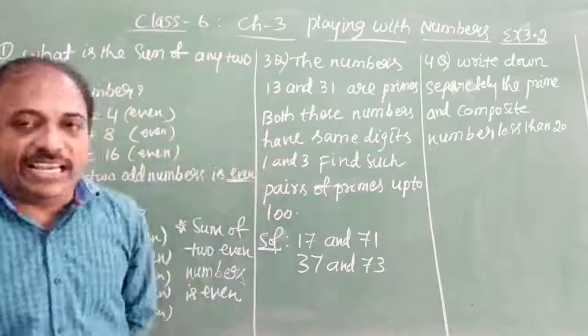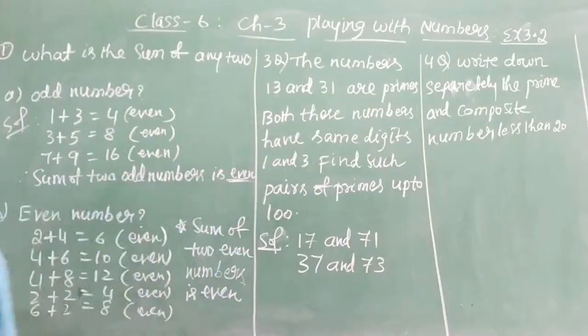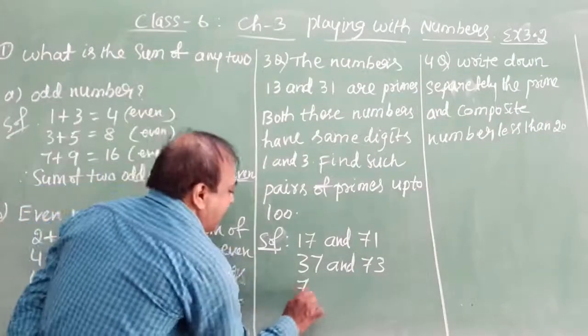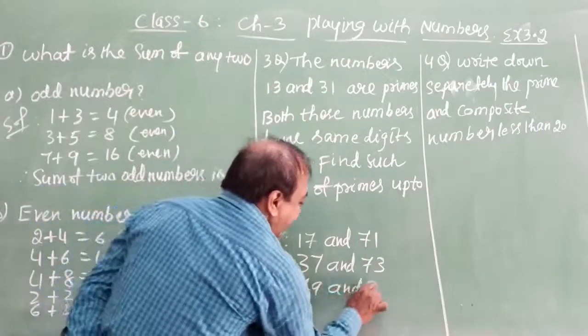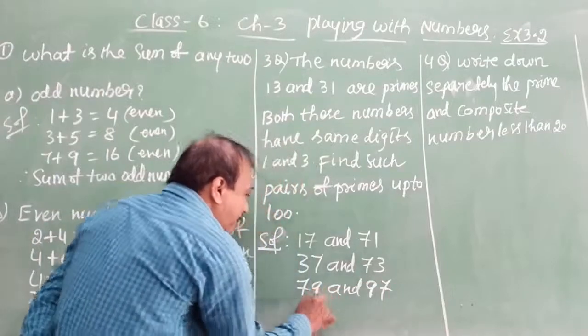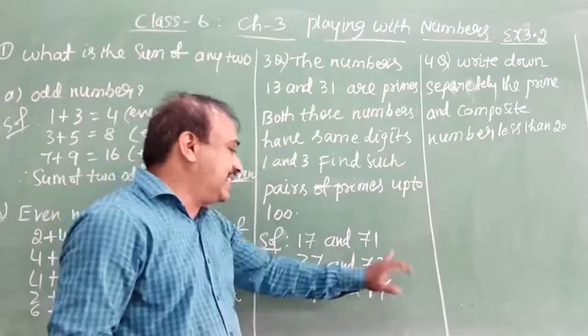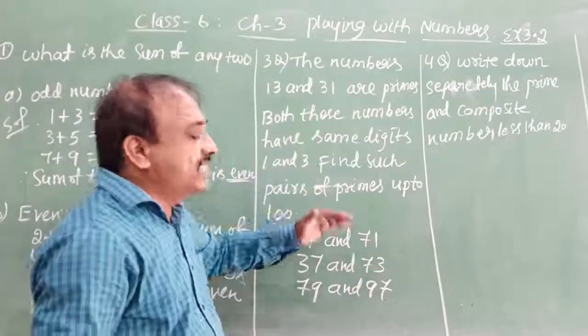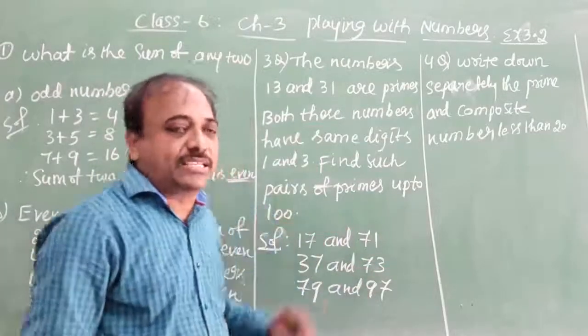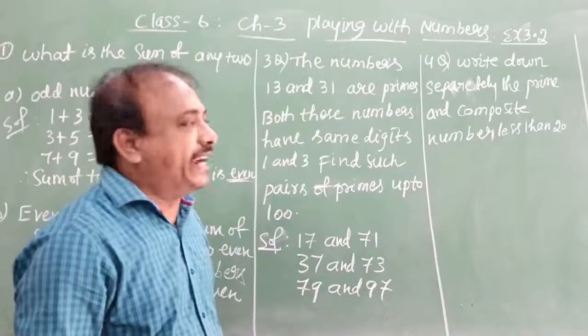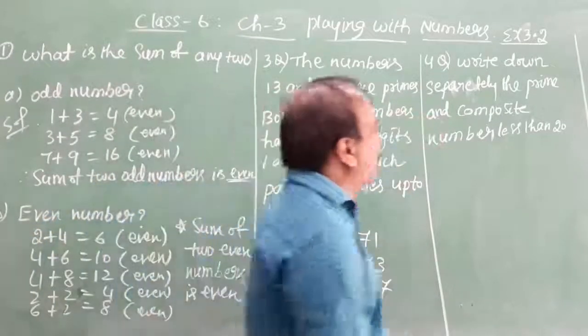Next, any other? 37 and 73. One more example you have to give: 79 and 97. You see both the places, 1 and 7, 7 and 1, 3 and 7, 7 and 3, these are the same. Like these numbers you have to identify, up to less than 100. Let us see question number 4.